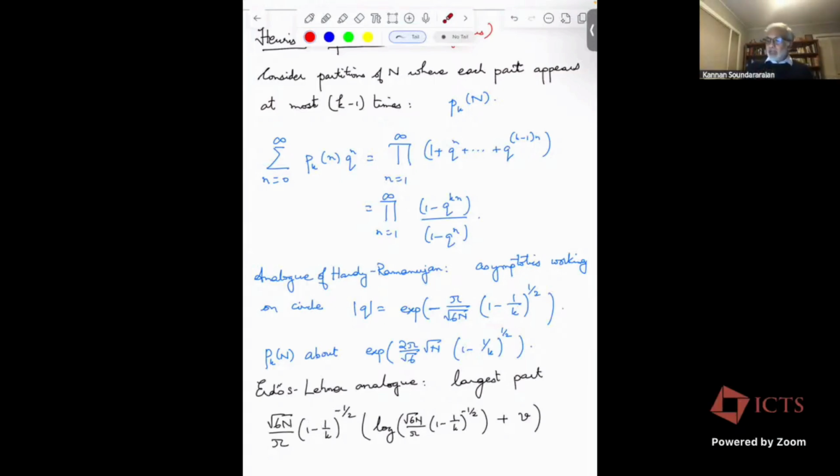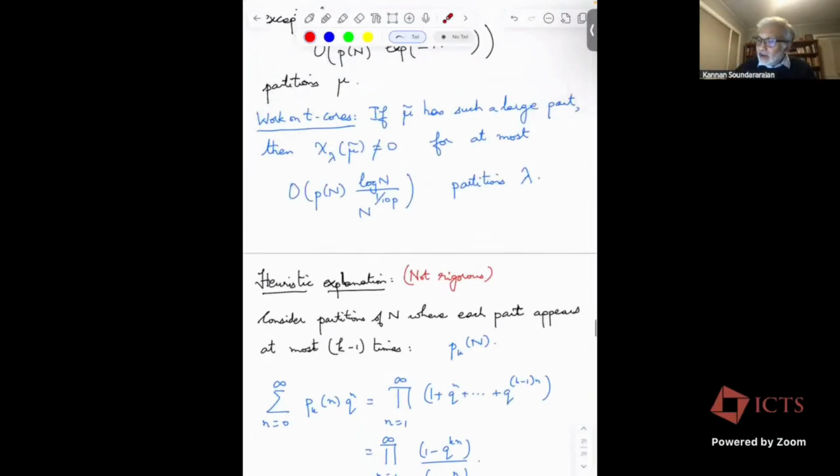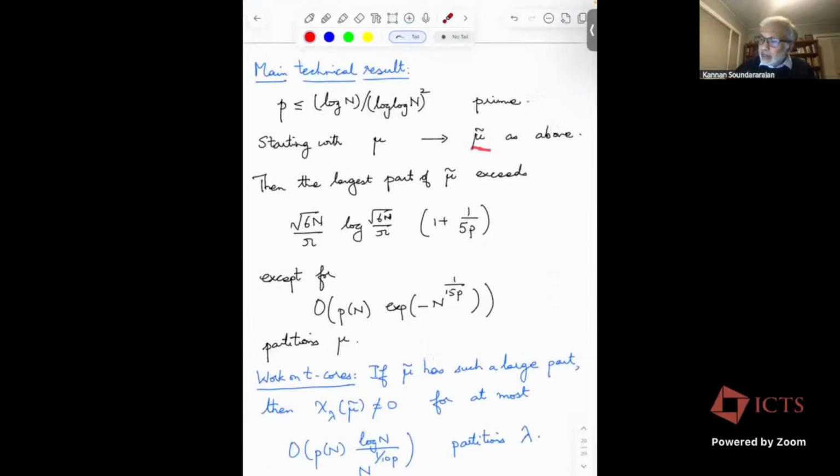And now if you compute the analog of the Erdős-Lehner result, you will find that for the largest part of such a partition, where you constrain no part to appear more than k times, if all the parts are constrained not to appear too many times, then the largest part is forced to be large, a little bit larger than in a random partition. Okay, so that's the heuristic explanation for why, when you carry out this procedure, you're going to get typically a partition mu tilde, which has a largest part which is larger than just the partition lambda that you started out with.